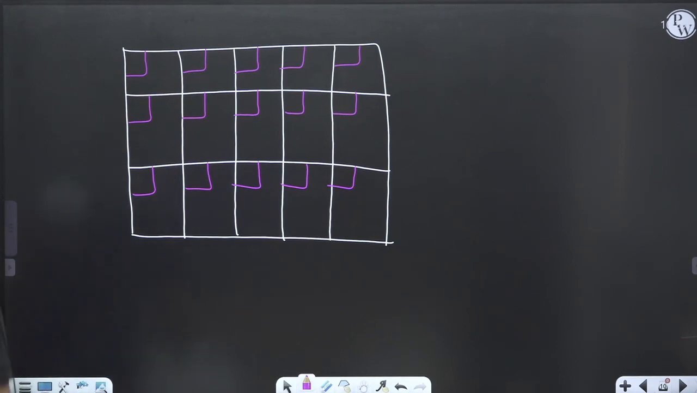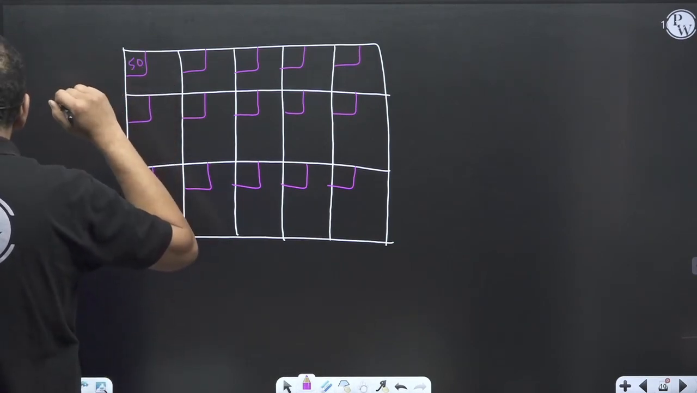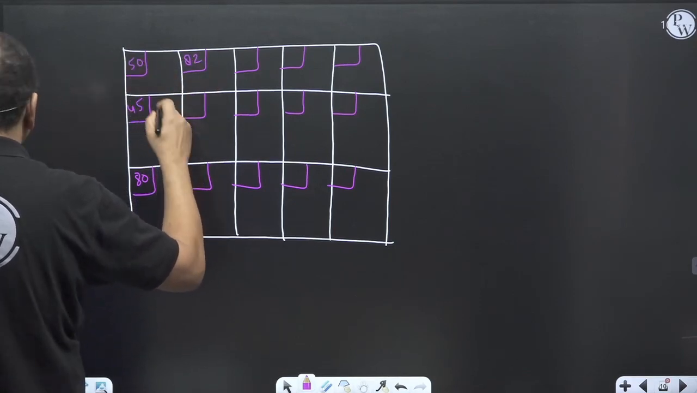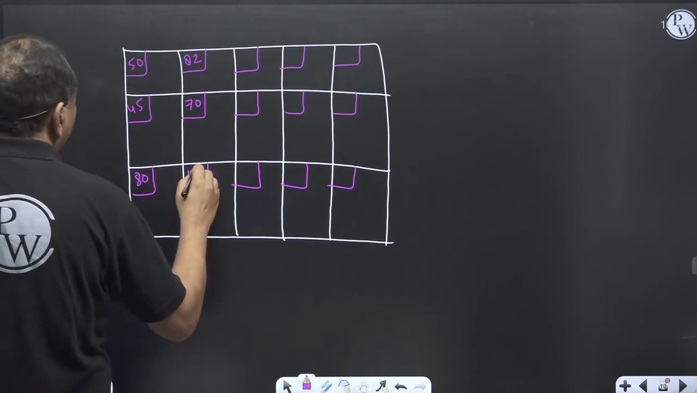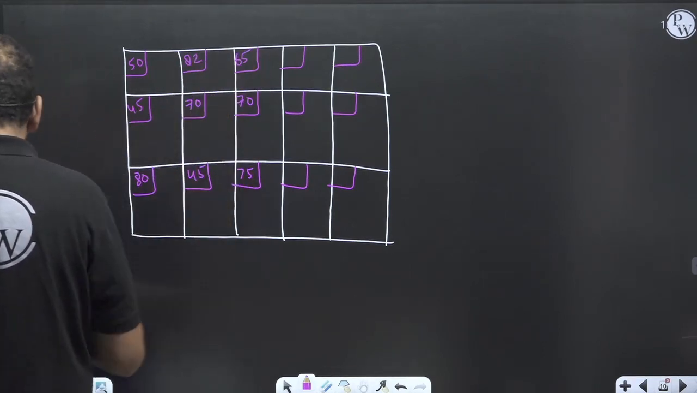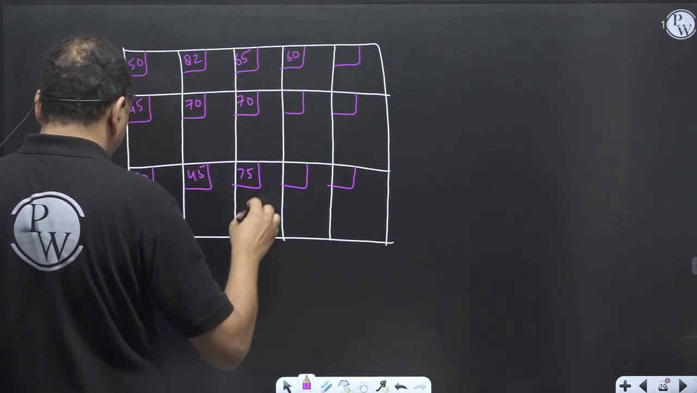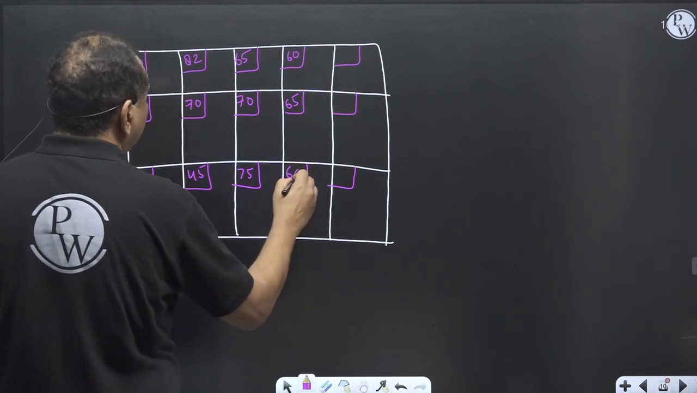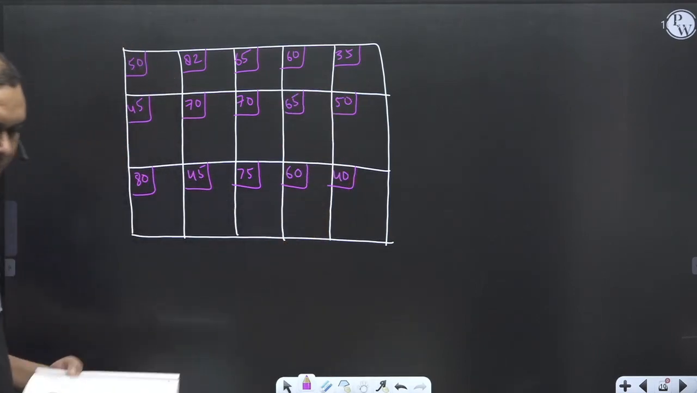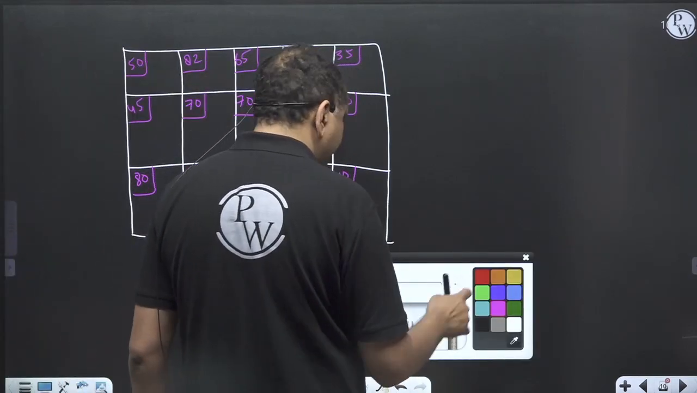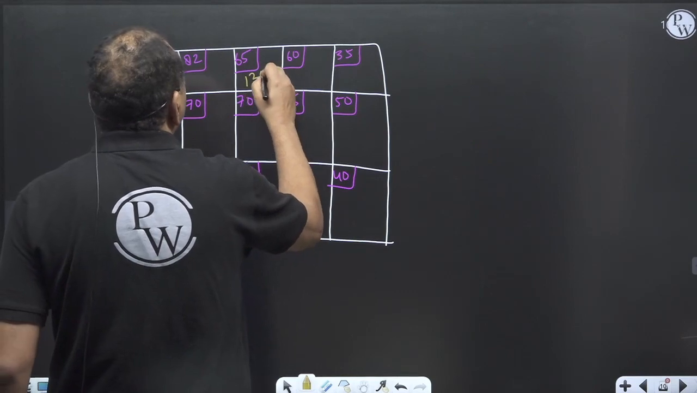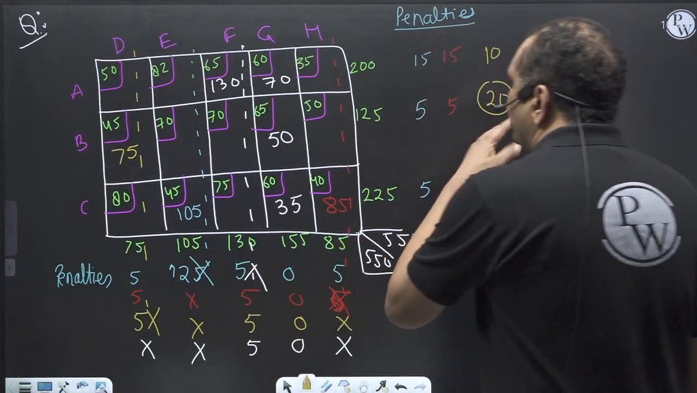So first of all, I'm writing the transportation cost. 50, 45, 80, 82, 70, 45, 75, 70, 65, 60, 65, 60, 35, 50, and 40. Now, what are the allocations? 130 and 70. 50 and 35.